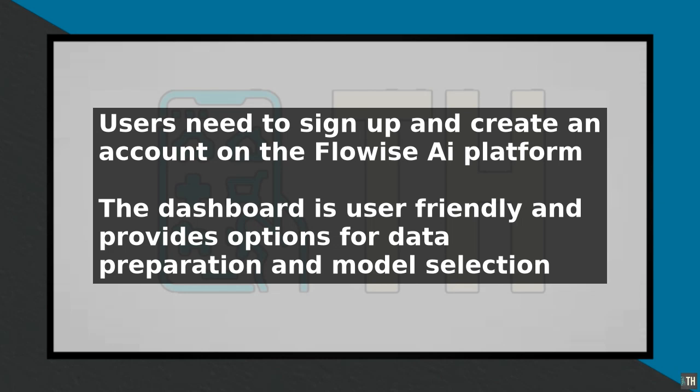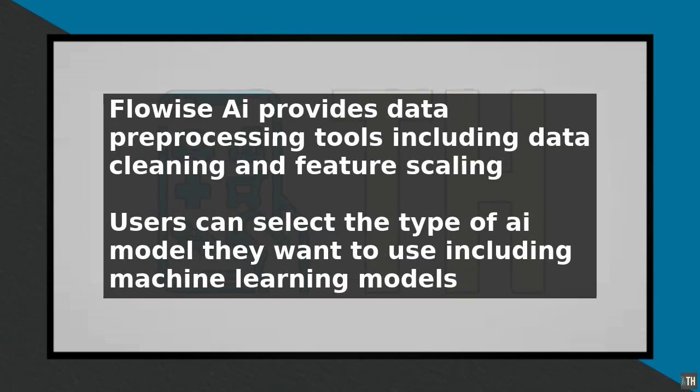Next, the user can select the type of AI model they want to use. This can include machine learning models such as linear regression, decision trees, and neural networks. Flowise Ai provides a range of pre-built models that users can choose from, or they can build their own custom models using the platform's Model Builder tool.